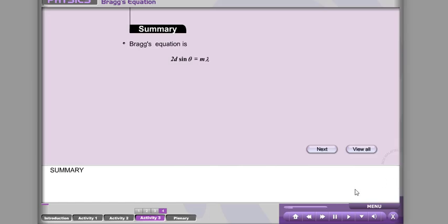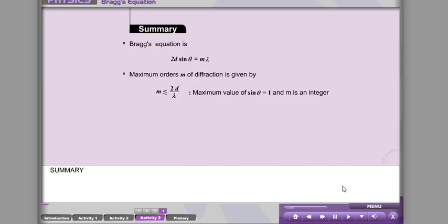Summary. Bragg's equation is 2d sin theta equals m lambda. Maximum orders m of diffraction is given by m is less than or equal to 2d over lambda. Maximum value of sin theta equals 1 and m is an integer.